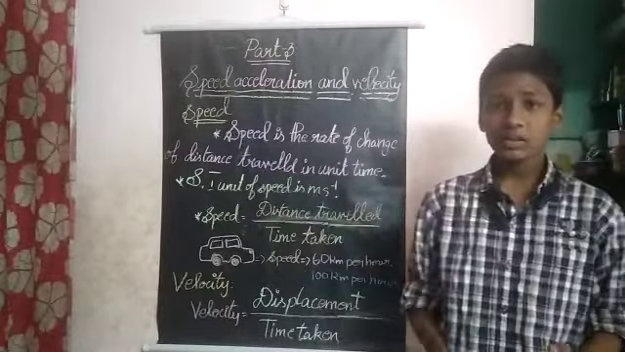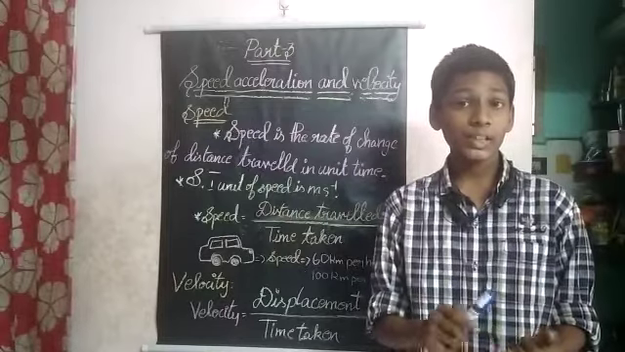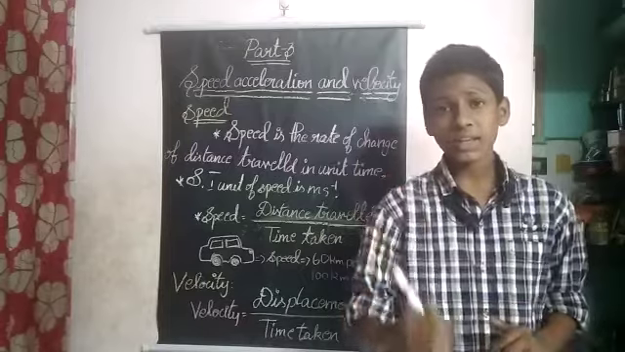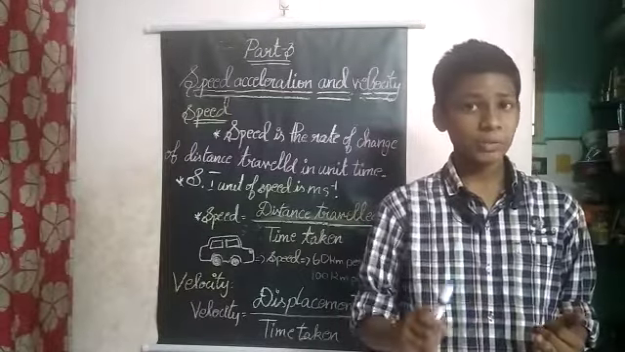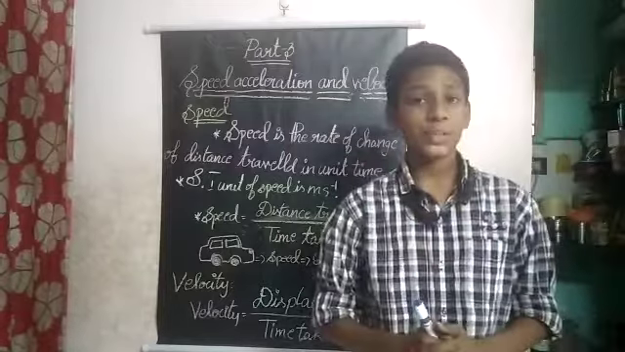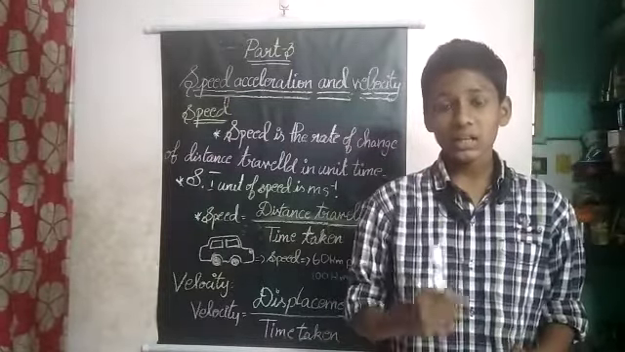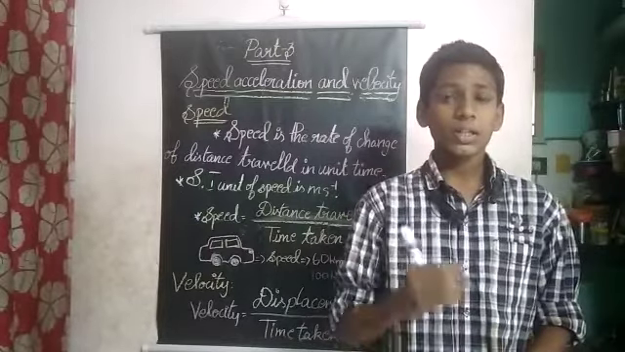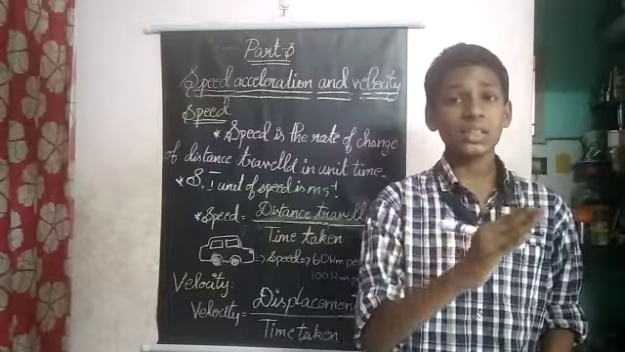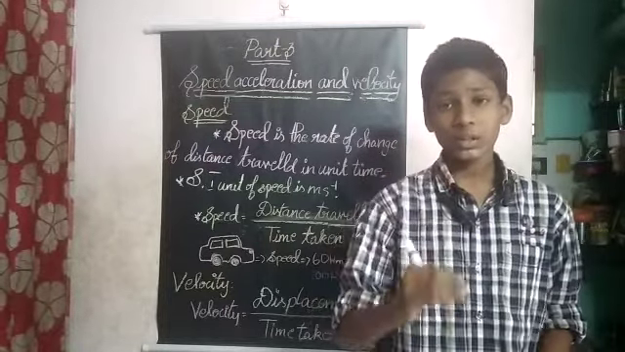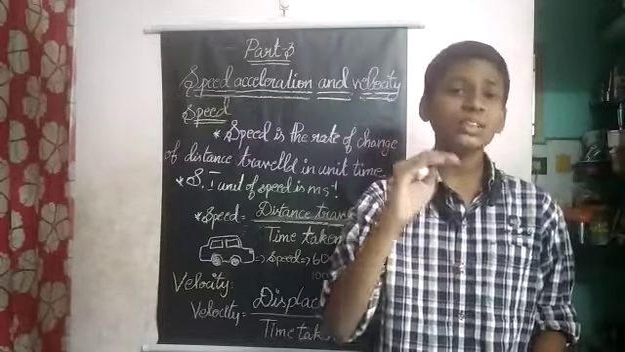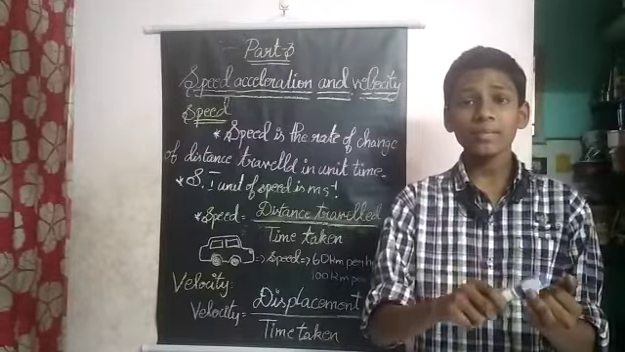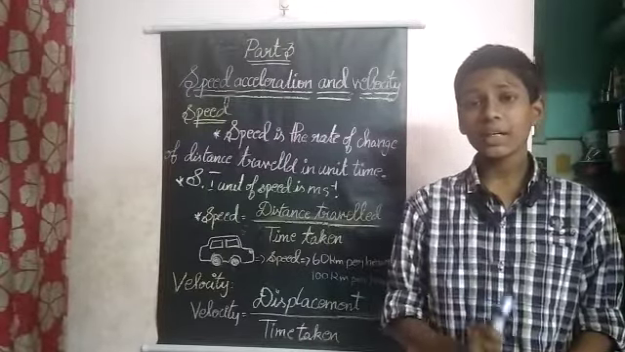Now, how to find the speed? When the car runs 60 kilometers per hour, we tell the speed of the car as 60 kilometers per hour. Now, when we increase the speed, the distance also increases. The car runs 100 kilometers per hour, 120 kilometers per hour, like that. When we increase the distance, the speed also increases. Speed is denoted by distance and time.